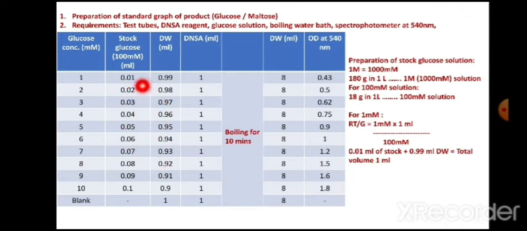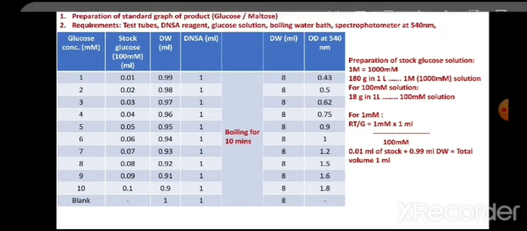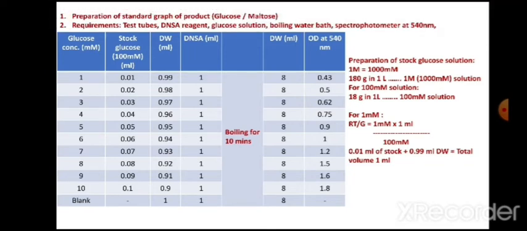Then after mixing, okay, the last one is the blank. So these are the 10 tubes that you have to take, and the 11th tube will be labeled as blank. So what we have to add in blank is 1 ml of distilled water only, and later on we have to add 1 ml of DNSA solution in all the tubes, all 11 tubes.